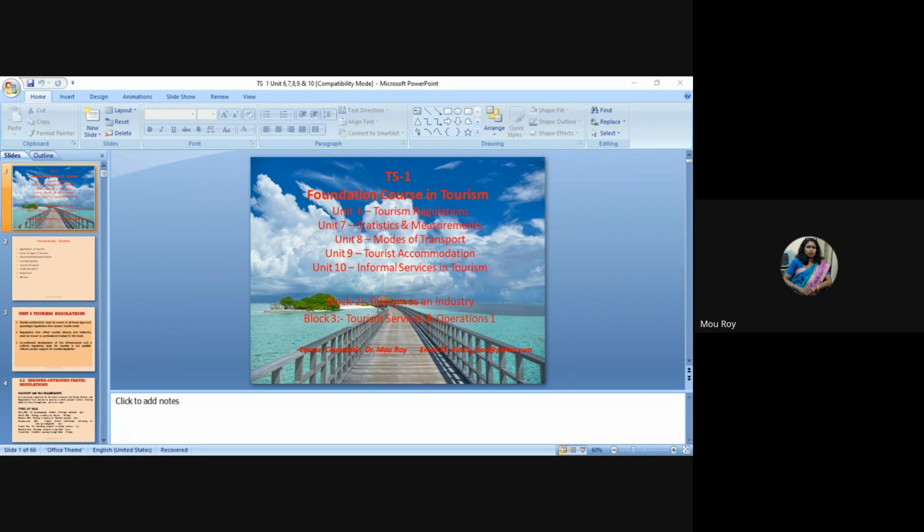And so yesterday we covered chapter 5. So today I'll be covering units 6, 7, 8, 9 and 10. So we'll try to finish. I'll just tell you the main points. Unit 6 is all about tourism regulations, and Unit 7 is about statistics and measurement, 8 is modes of transport, and the ninth one is tourist accommodation, 10th is informal services in tourism.